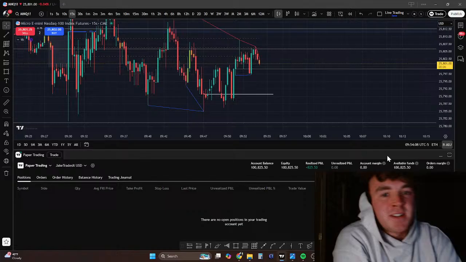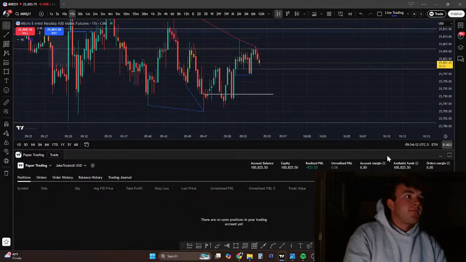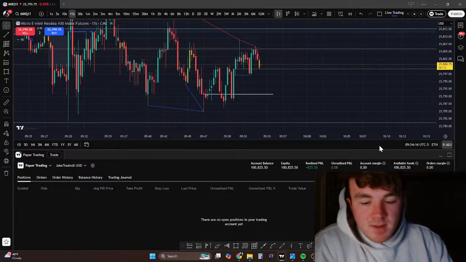Risking 40 per trade. That's up 20R right there. That's pretty cool.